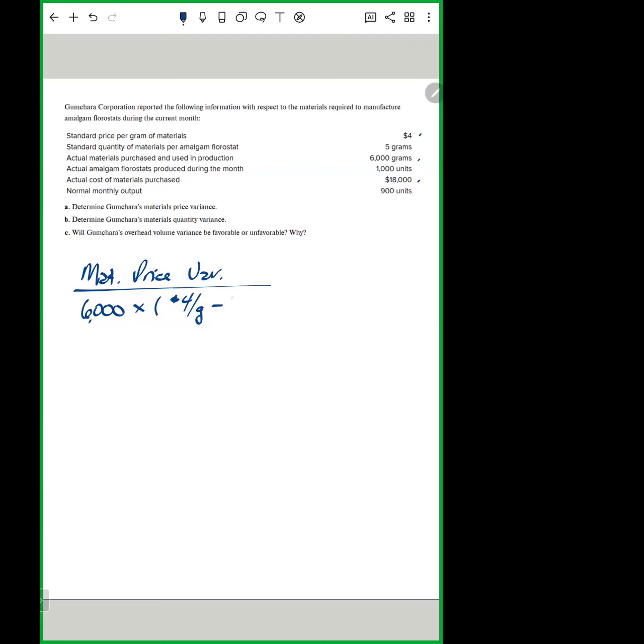So I'm going to put another bracket in here. 18,000 divided by the 6,000. All right, so 6,000 times 4 minus, we do that math, 18 divided by 6, it gives us 3. So 6,000 times 1 gives me 6,000. All right, so now the question is, is this favorable or unfavorable? Well, our standard was 4, and our actual turned out to be 3, so this is favorable.